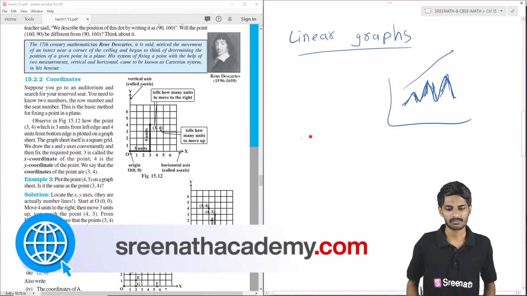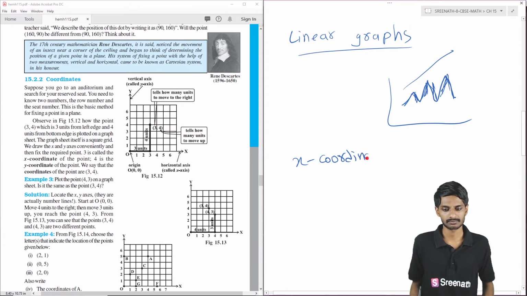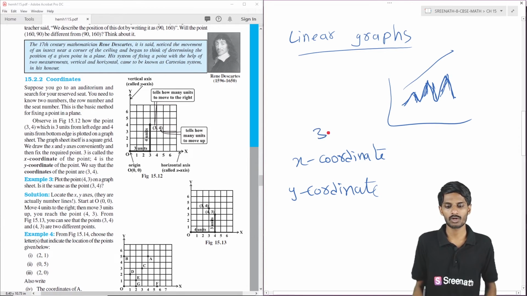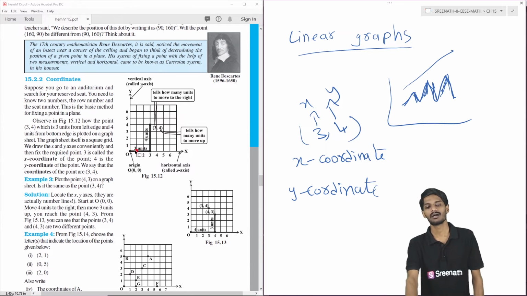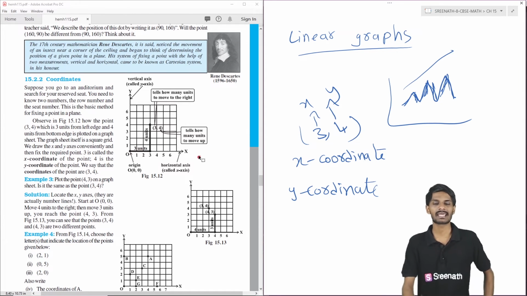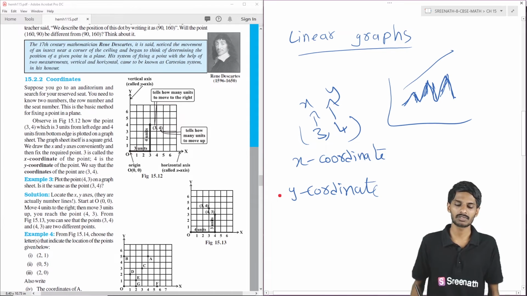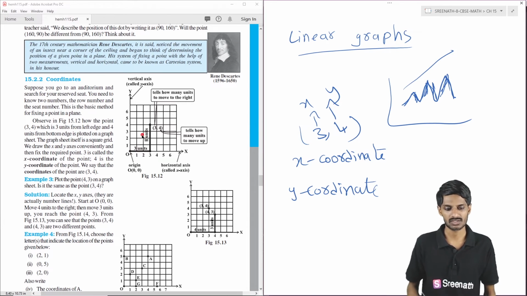So students, here there are two things: x coordinate and y coordinate. You are given a point (3, 4), so this first term is the x coordinate, and the next term is the y coordinate. The x coordinate is nothing but the distance along the x axis, and the y coordinate is nothing but the distance along the y axis, students. Okay, that is the thing.